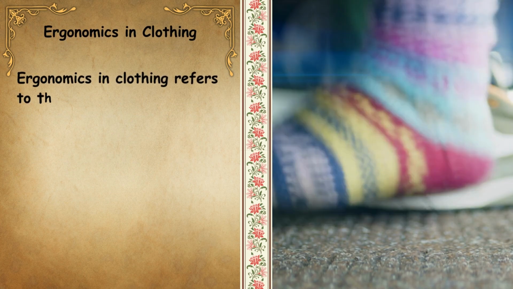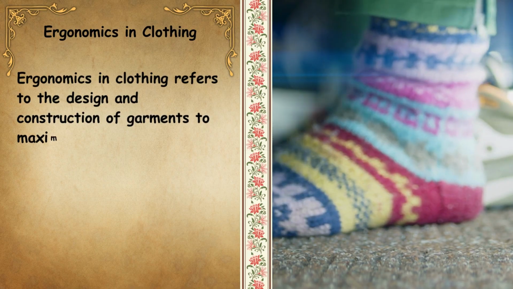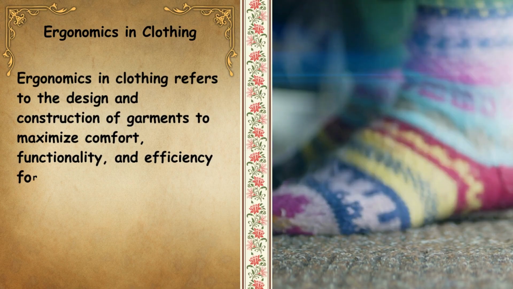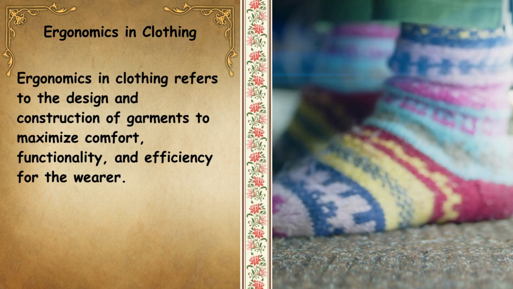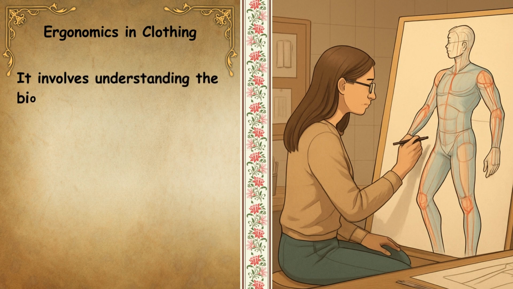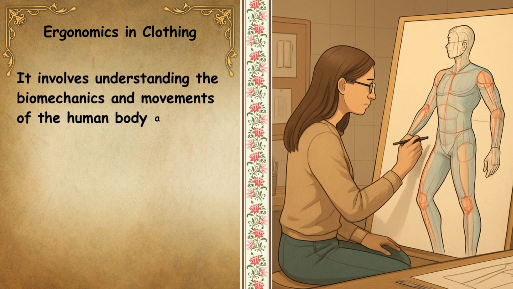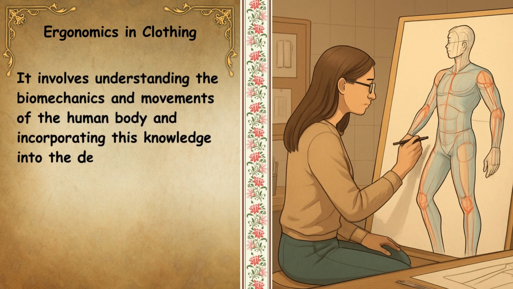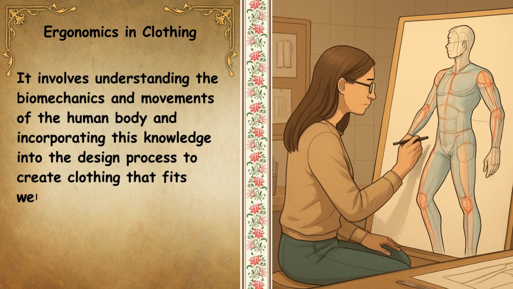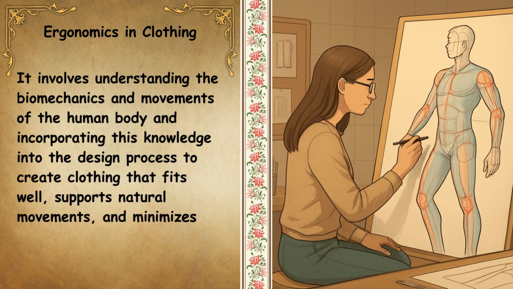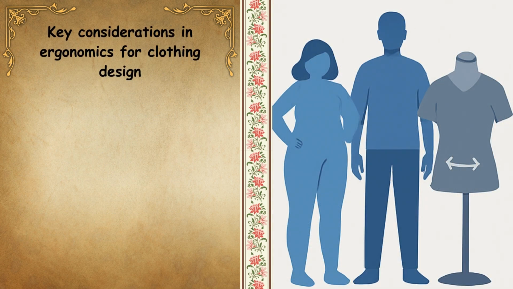Ergonomics in clothing refers to the design and construction of garments to maximize comfort, functionality, and efficiency for the wearer. It involves understanding the biomechanics and movements of the human body and incorporating this knowledge into the design process to create clothing that fits well, supports natural movements, and minimizes strain or discomfort. Here are the key considerations in ergonomics for clothing design.